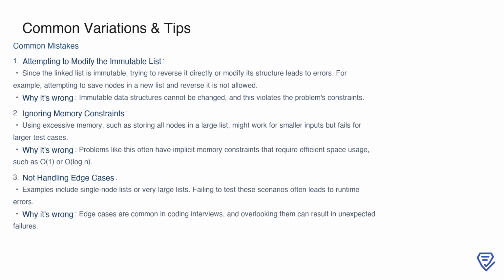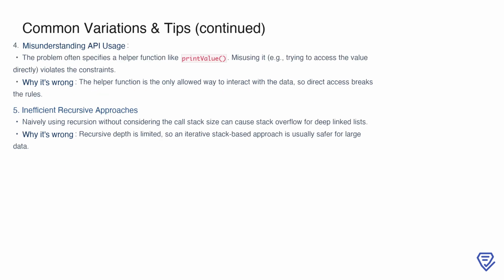These scenarios are commonly tested in coding interviews, so it's important to account for them in your solution to avoid unexpected failures. Another mistake to avoid is misunderstanding how to interact with the API provided in the problem. For instance, if the problem specifies a helper function like printValue, you must use it as intended. Attempting to access the value directly or bypass the function violates the constraints and can disqualify your solution. The helper function is there for a reason; it's the only approved way to interact with the data.